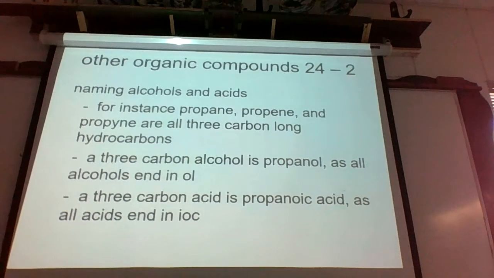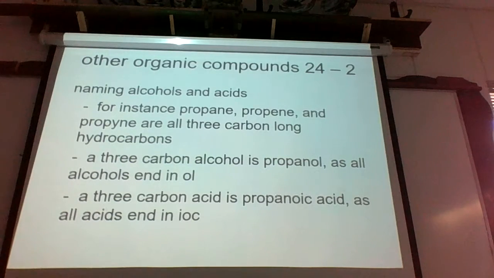I believe this is where we left off. And when it comes to naming these organic compounds, if you did not know anything else, the OL is telling you what? That you're dealing with an alcohol. OIC, but we don't, IOC, sorry. Oh, I do have them backwards. It should be OIC. This suffix is telling you you're dealing with a what? With an acid.